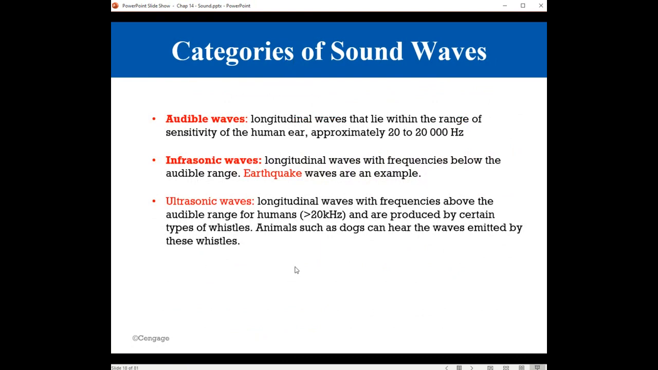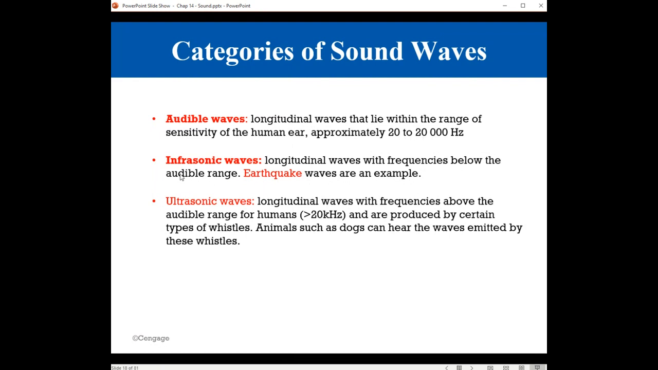There are three categories of sound waves. The first category is the audible waves, which is generated by the compressions and rarefactions. And here, the range of wave frequencies is between 20 and 20,000 hertz. This is the audio spectrum. Any frequency in this range can be heard by the eardrum of humans and analyzed and sent to the brain.